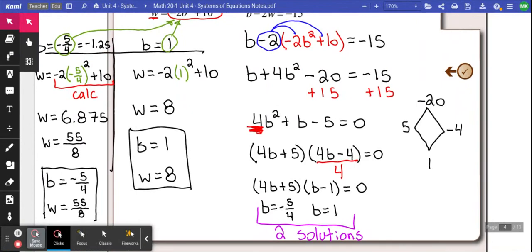Tomorrow, what we're going to do is the same thing. We're going to solve more systems, but we're going to use a new method. It's called elimination. And then we'll be into graphing and some word problems. Fun stuff.